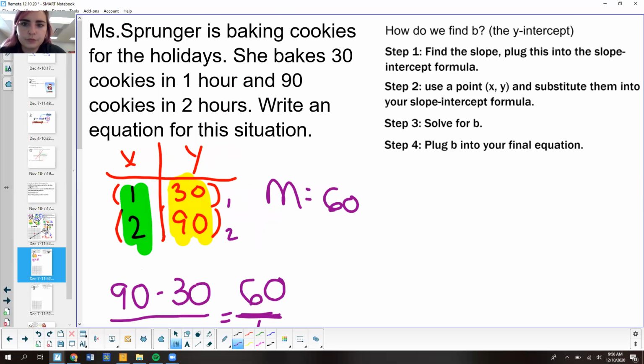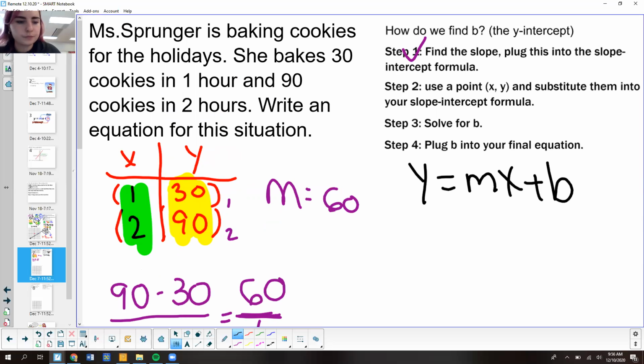So we found the slope. We need to go ahead and input this into our slope intercept formula. So we've got, remember, y equals mx plus b. I'm going to take out my m because m is our slope. So I'm going to input what our slope is. So we've got y equals 60x plus b.